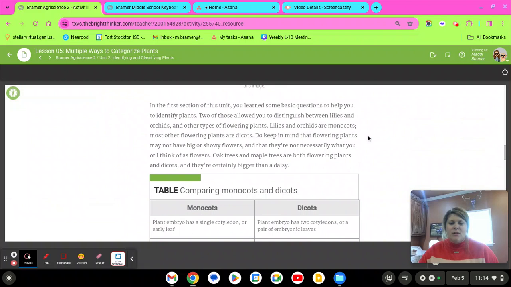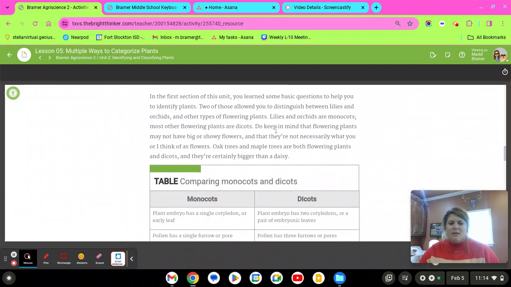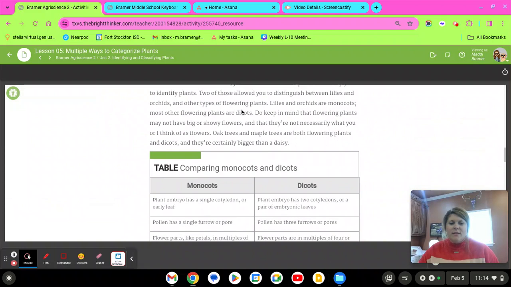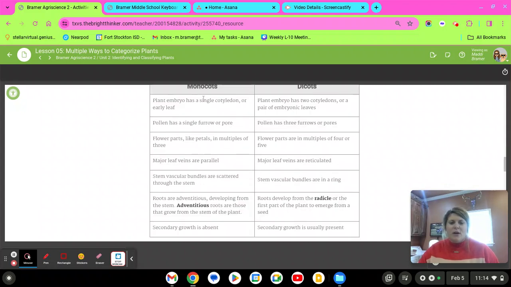In the first section, you learned some basic questions to help you identify plants, to help you distinguish lilies and orchids and other flowering types. Lilies and orchids are monocots. Most other flowering plants are dicots. So here are some good ways to determine them. A monocot has a single cotyledon, or early leaf. Dicots have two. Monocot pollen has a single pore. Dicots have three. Monocot flowers are in multiples of three. Dicots are in fours or fives.